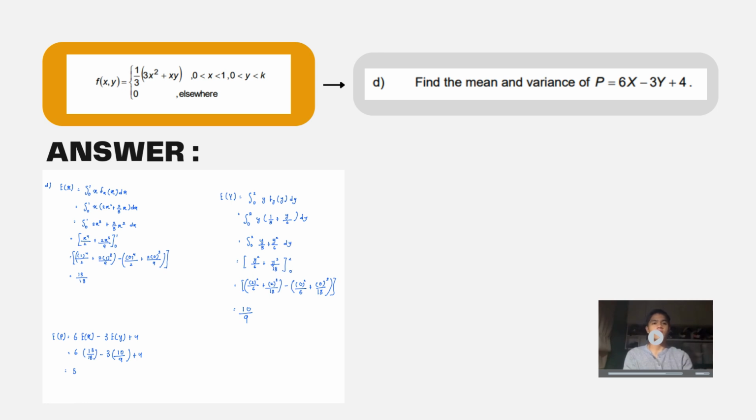Okay, so for question D, first we need to find the mean of x and y. So we need to integrate the function, and for x we multiply it by x and use the limit 0 to 1. And then for the mean of y, we multiply the function by y and then integrate with limits from 0 to 2. And then when you get the answer, we use the given formula to find the E.